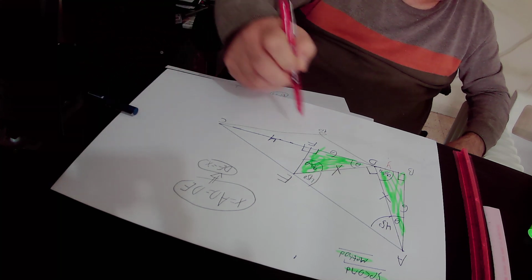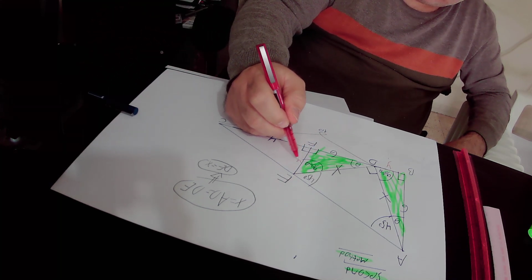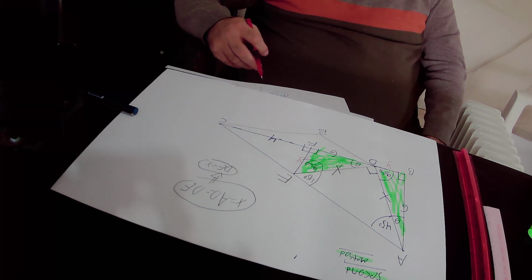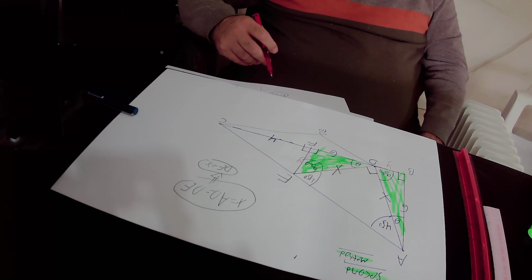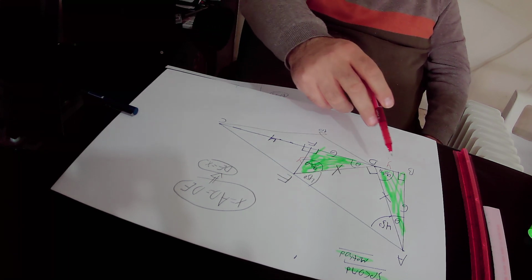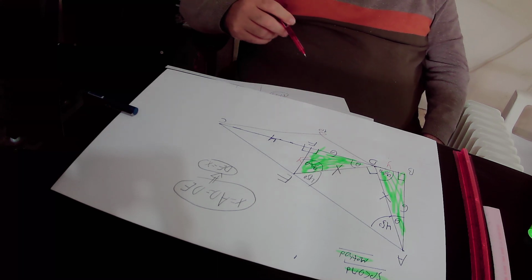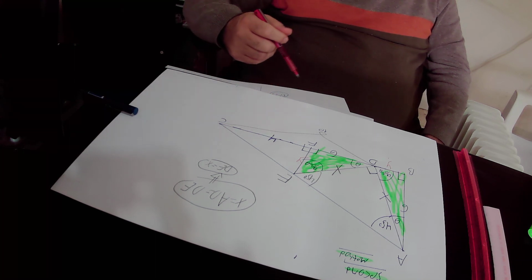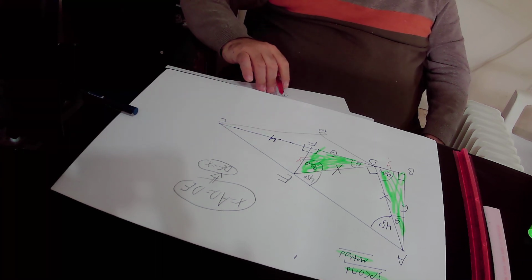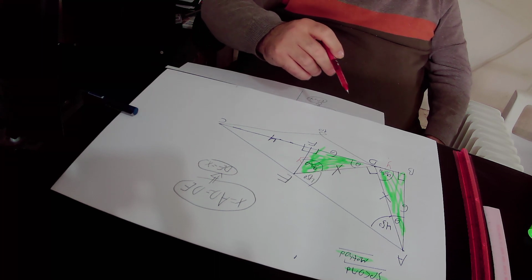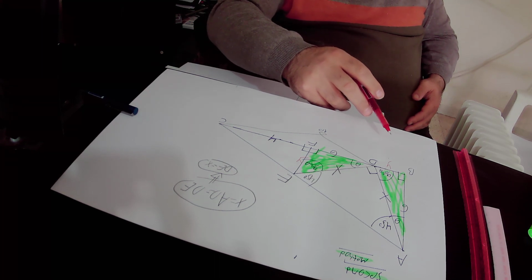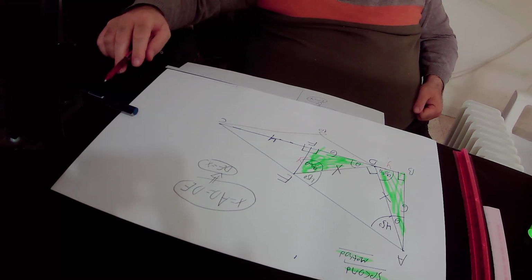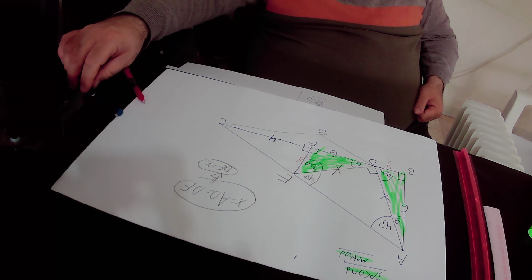EF is also equal to y. In the next step, we will prove that the right big triangle ABC is similar to the right small triangle EFC. Why are those two triangles similar to each other?